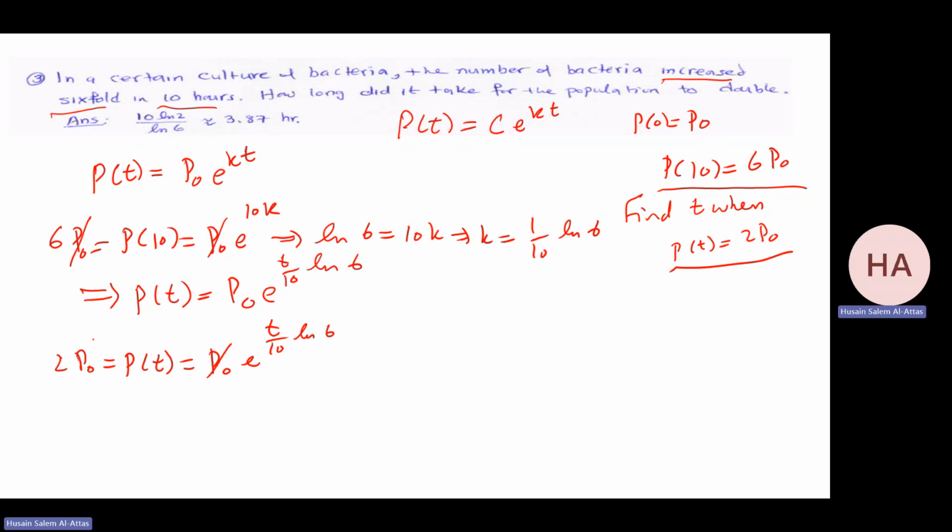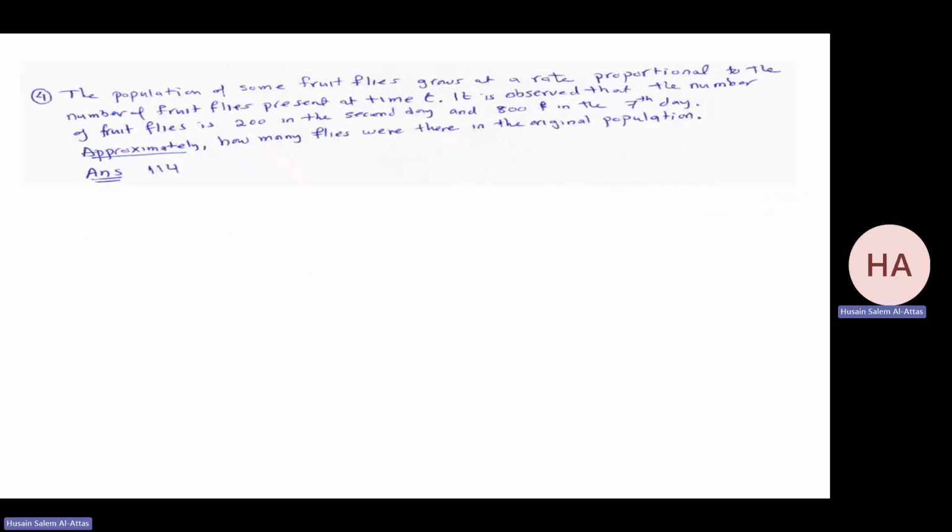So this is cancelled. Take ln. So you have ln 2 equal what? T over 10 ln 6. So that implies T is 10 ln 2 over ln 6 hours. It's using hours. Okay. The units.